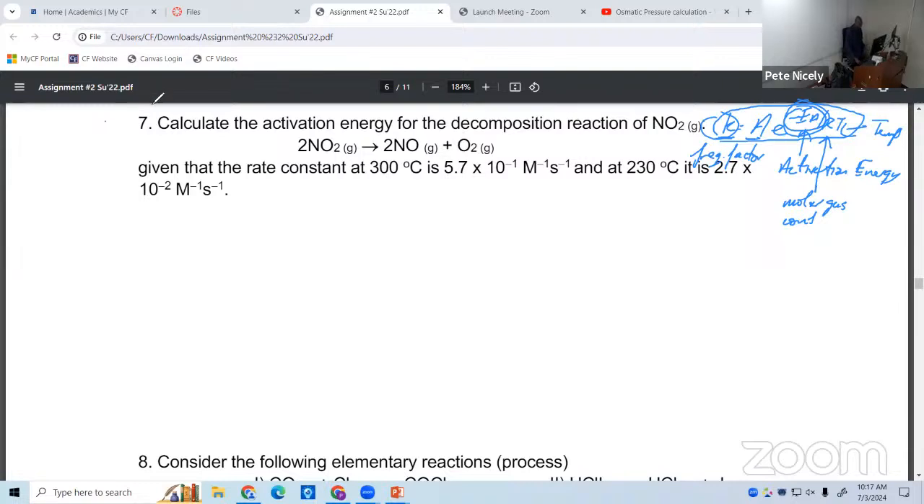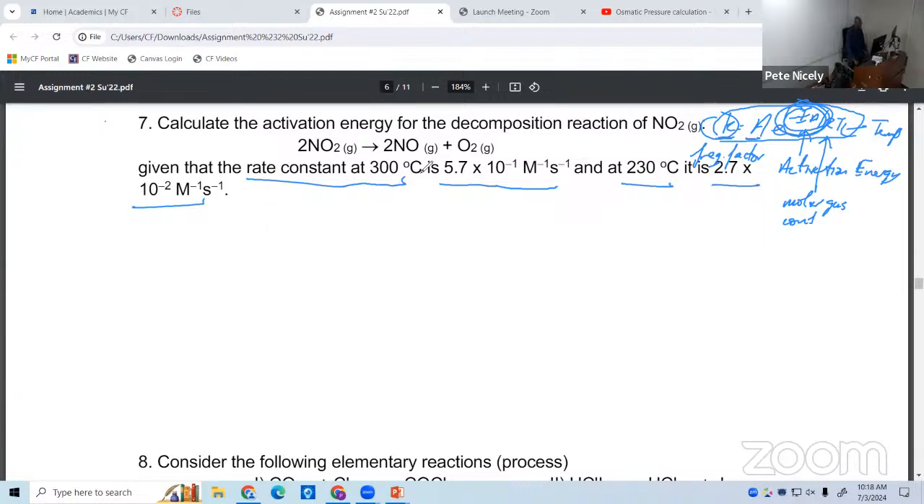So getting back to this question, the question says calculate the activation energy for the decomposition reaction. So basically what the question is asking is for you to calculate the activation energy. They gave the rate constant at 300 degrees to be equal to 5.7 times 10 to the minus 1 M to the minus 1 s to the minus 1. And at 230 degrees Celsius, the rate constant changes to 2.7 times 10 to the minus 2 M to the minus 1 s to the minus 1.